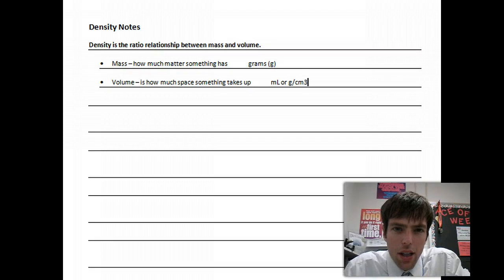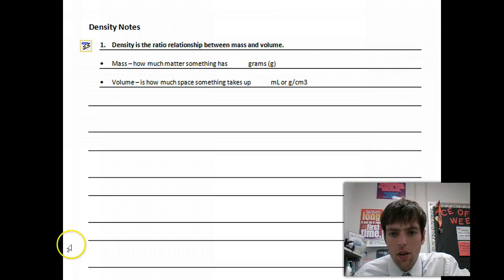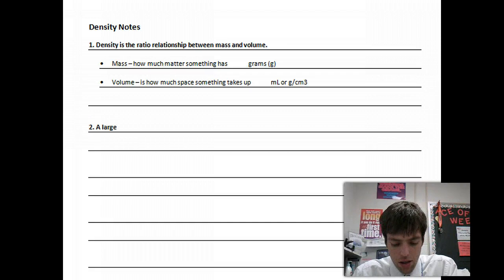Now, remembering those two things, let's talk more about that block of wood that we saw float, both the big one and the small one. So let's write our second statement down. Statement 2: a large block of wood floats as easily as a small block. Therefore, density is constant for a substance.